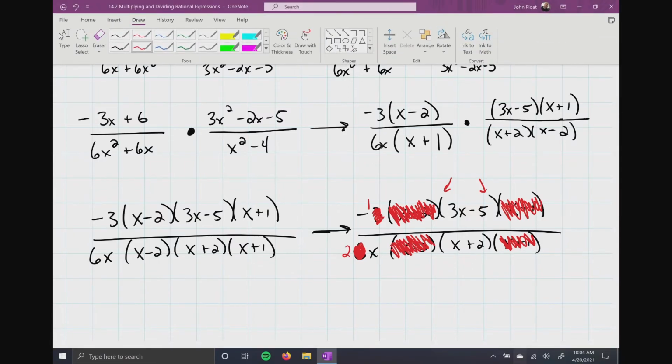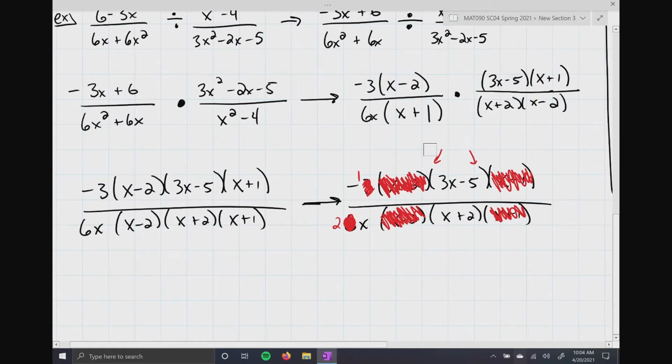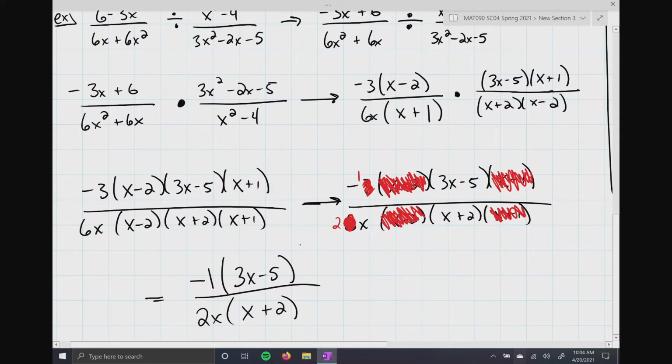Now, let's just write what we have left over. So our final result is going to be negative 1 times 3x minus 5 in the numerator, and then in the denominator, 2x times x plus 2. Do not distribute. Don't do any of that stuff. We're simplifying here. We want it to look simple. All right? Are there any questions with what I did?